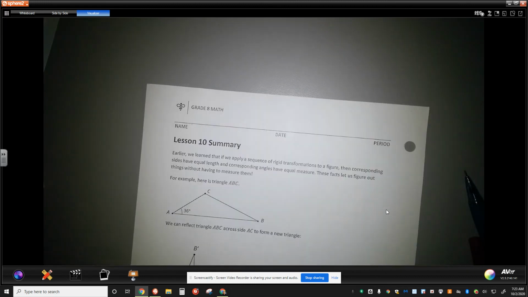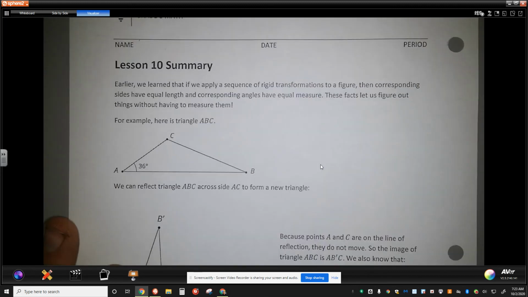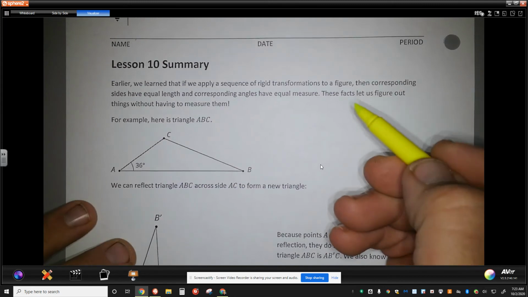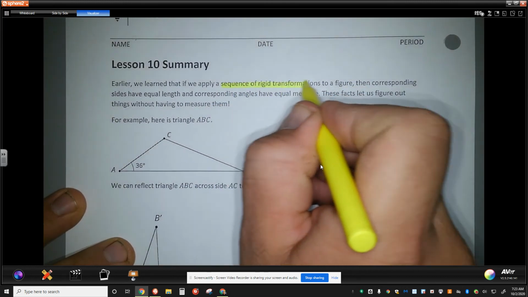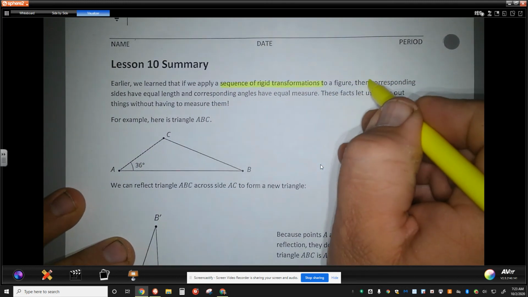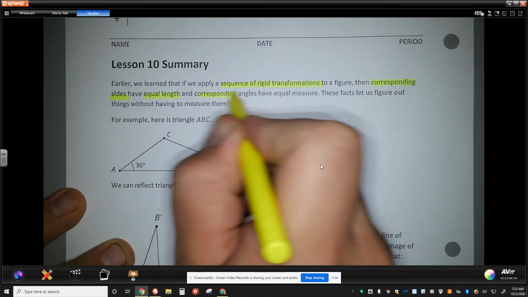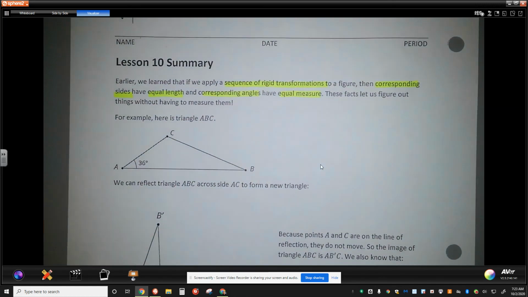So with that, we're at the end of the lesson. Let's go ahead and wrap this up. Earlier, we learned that if we apply a sequence of rigid motions to a figure, then corresponding sides have equal length and corresponding angles have equal measure. That is still the major concept of this unit so far, that corresponding sides have equal length and corresponding angles have equal measure. This fact lets us figure out things without having to actually measure them.